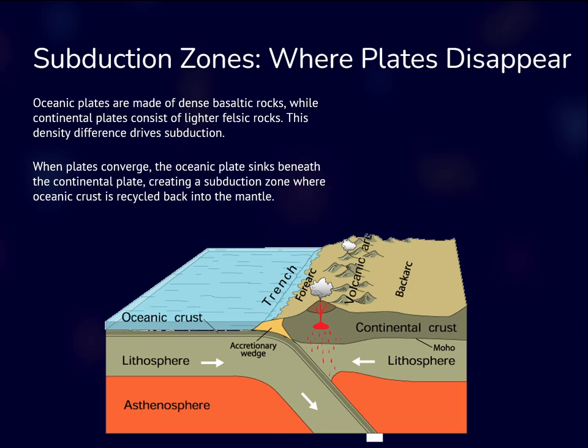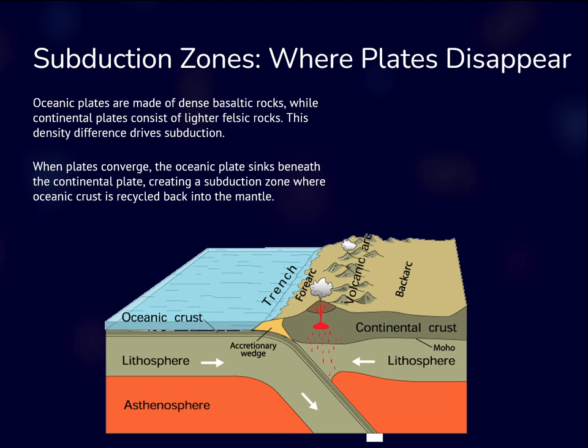Oceanic crust is made of basaltic rock, which is dark and dense. Continental crust, on the other hand, is made of lighter felsic or granitic rock. Now, because of this difference in density, when an oceanic and a continental plate meet, the oceanic plate always sinks beneath the continental plate. This sinking creates a subduction zone.